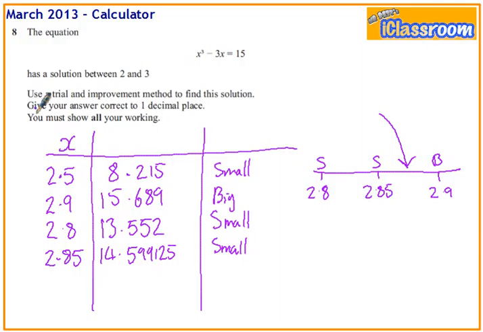Now remember, with these questions I'm always asked to give my answer correct to 1 decimal place. So I want to know, am I closer to 2.8 or 2.9? Because I fall in this interval, I must be closer to 2.9, so there I have my final answer.